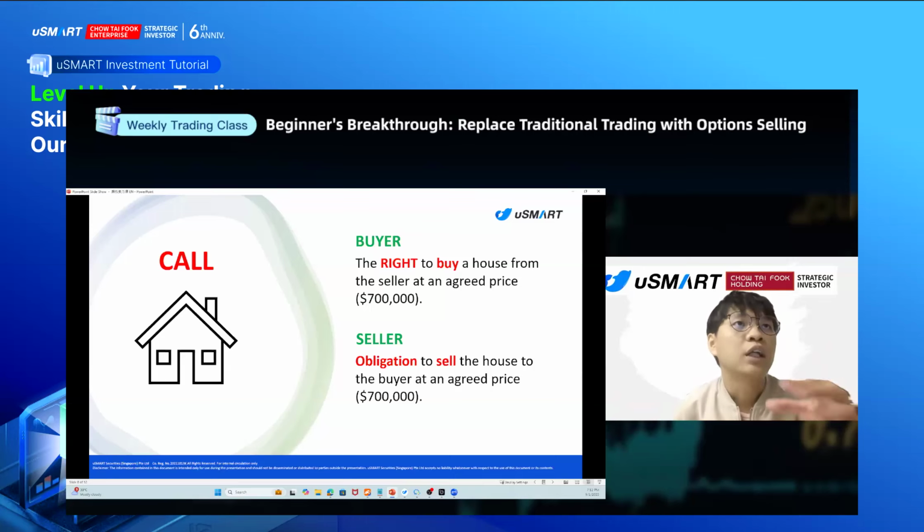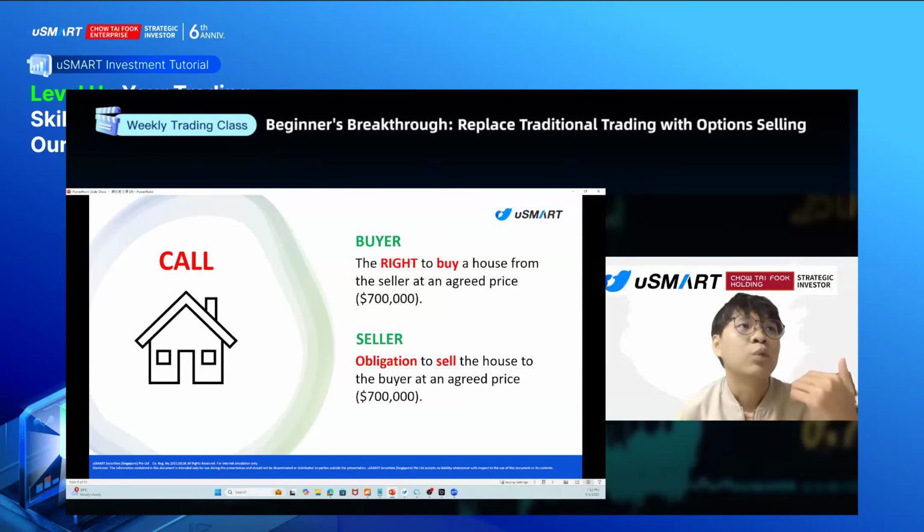So in the future, if the property value really goes up to like 1 million, 2 million, or even higher, then I as a buyer am able to just exercise my right as a buyer to buy the house from the seller with 700,000 only. And the seller needs to sell me no matter what, because I as a buyer have the right to exercise and the seller only has the obligation to fulfill their duties. So the seller doesn't have the choice whether they want to execute or not. The seller only has the obligation to sell it to me.